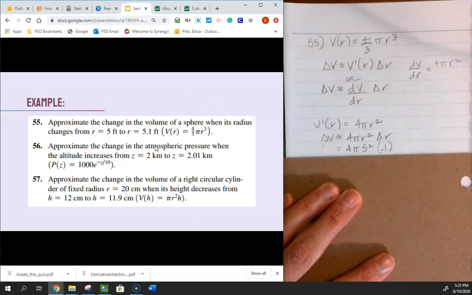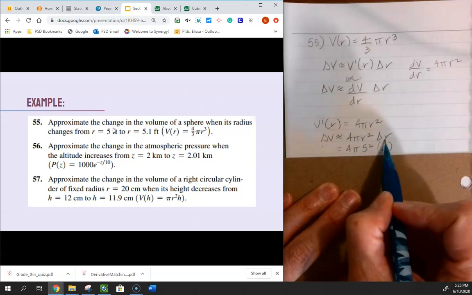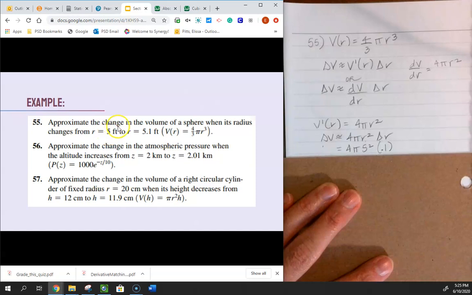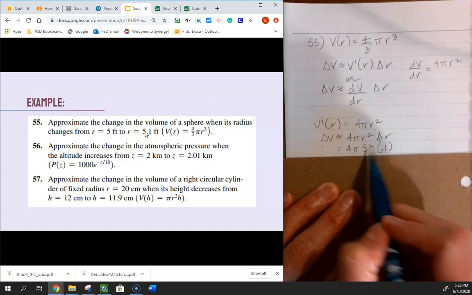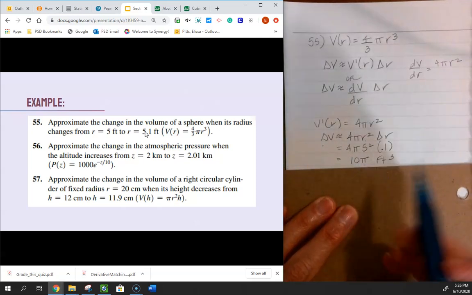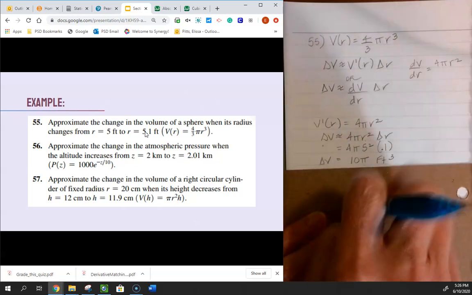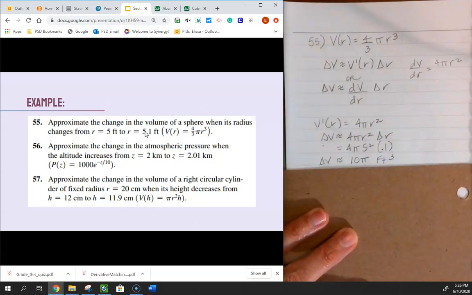And we were starting at r equals 5. So you put in r equals 5. And then the change in r, we're going from r equals 5 to 5.1. So our change in r is 0.1. So we fill in the pieces, 4 times pi times 5 squared times 0.1. And if you multiply that out, you get 10 pi, that the change in volume is approximately equal to 10 pi. And the units on this were in feet, and so units on volume are feet cubed. So that's the change in volume, an approximation of the change in volume.